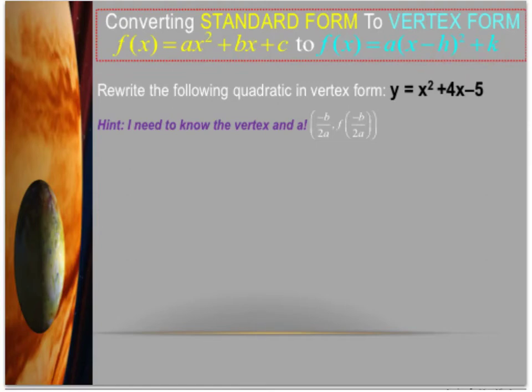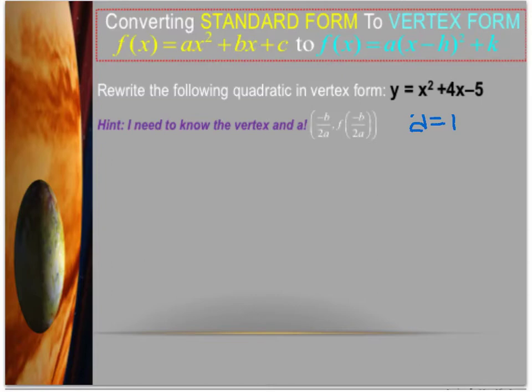So I can see the vertex, (h, k). Now, if I wanted to go from vertex to standard, that's pretty easy. I just multiply out (x minus h) times (x minus h), and then I would combine like terms. But to go the other way, I need a few additional pieces of information. So, looking at my standard form and my vertex form, what do they have in common? Well, they both have a. So looking at my standard form, I already know the value of a. A is going to be 1 for this particular problem.